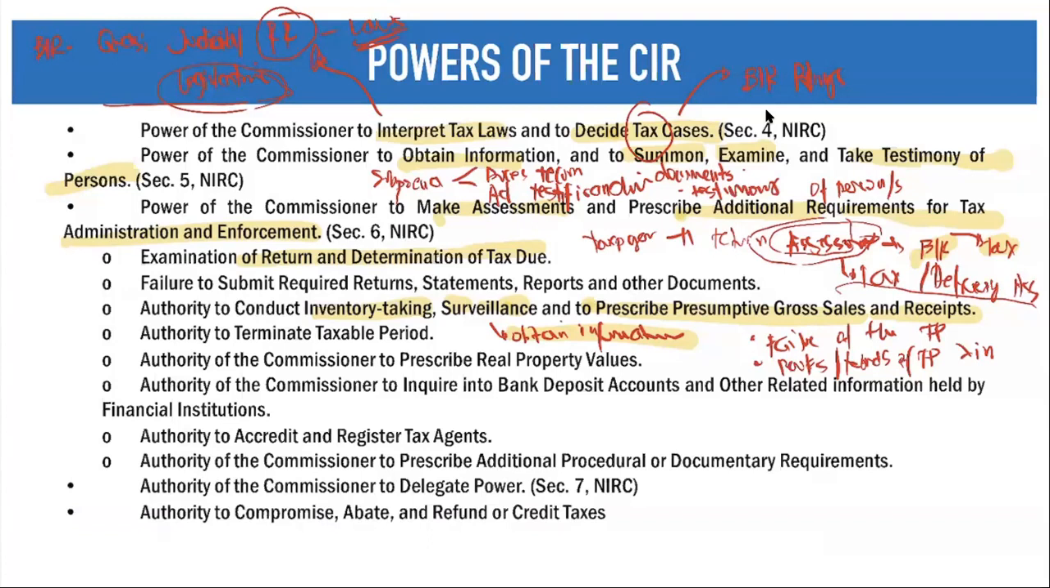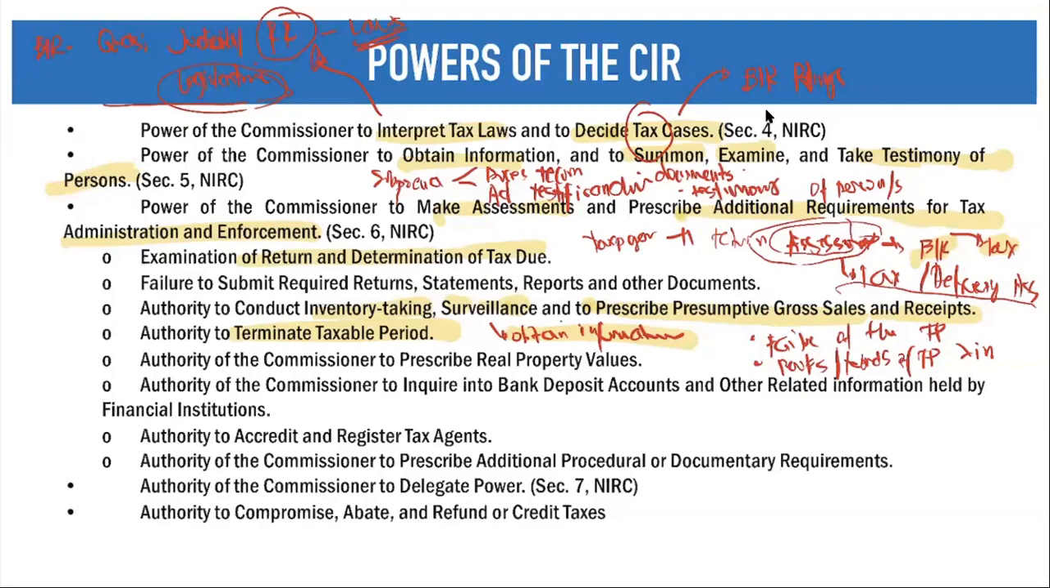Next, the CIR can also terminate the taxable period. Okay, we have said this one before. If ever you are closing your business already, you must terminate your tax period. Because if you will not really close your tax period, what happens? Your tax compliances will still run.